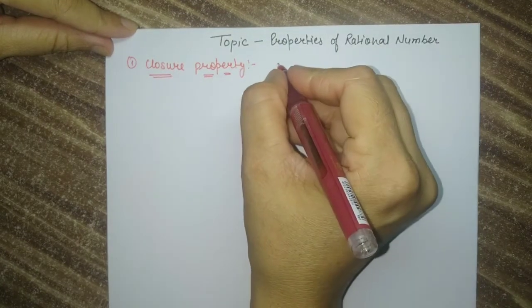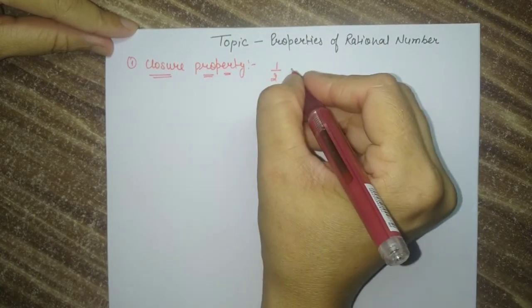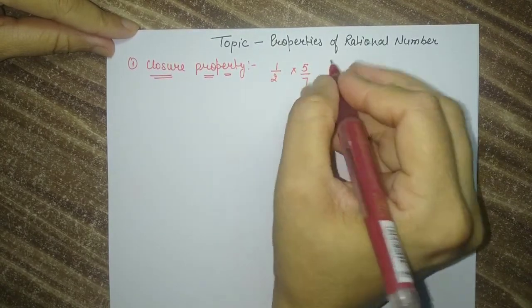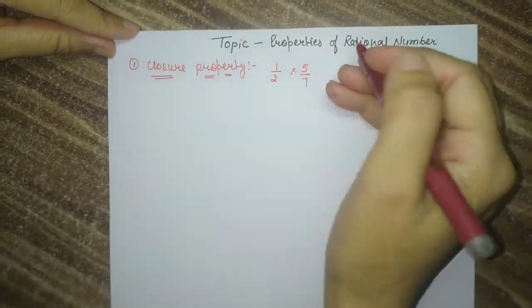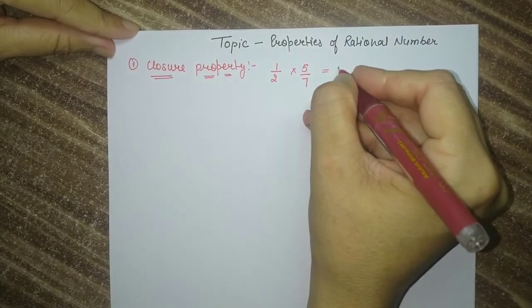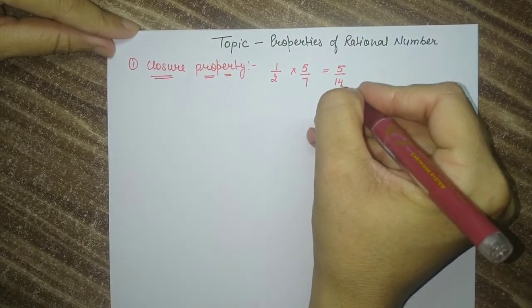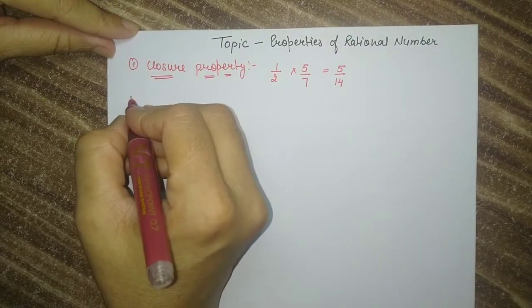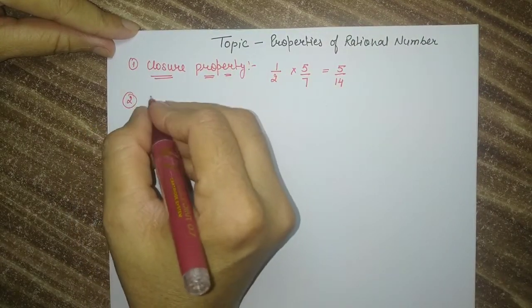How? For example, we have two rational numbers 1 by 2 and 5 by 7. If we find out the product of these two rational numbers, then we get the answer 5 by 14, and 5 by 14 is a rational number. Okay, students. Now the second property is commutative property.